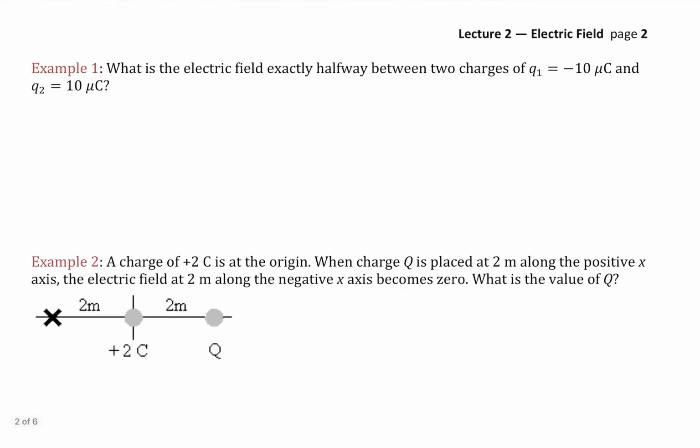What is the electric field exactly halfway between 2 charges of 10 microcoulombs, but one is a negative 10 microcoulombs and the other is a positive? Okay, so we have 2 opposite charges equal in magnitude, and we want to find the electric field exactly between them. Okay, so let's check it out.